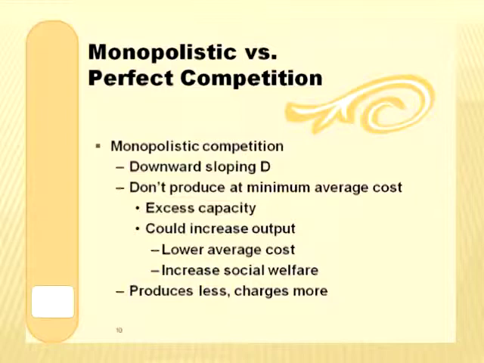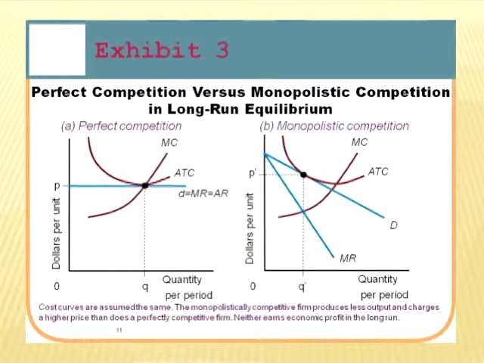One of the things that we need to remember is as we move from one point to the other, that is, as we get greater and greater output, it's not just the additional units that are produced at a lower cost, it's all units that are produced at a lower cost. So as a result, that would actually increase our social welfare. That is, if they were made perfectly competitive, from society's standpoint, social welfare would increase. And just like the monopolists, they produce less and charge more.